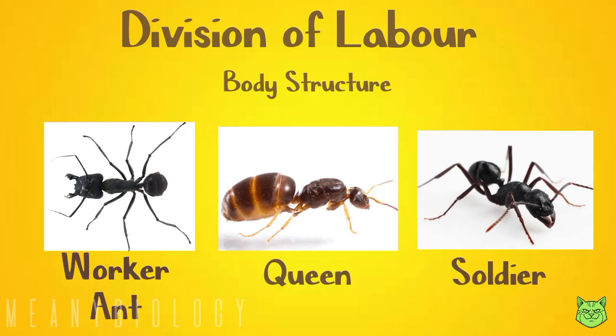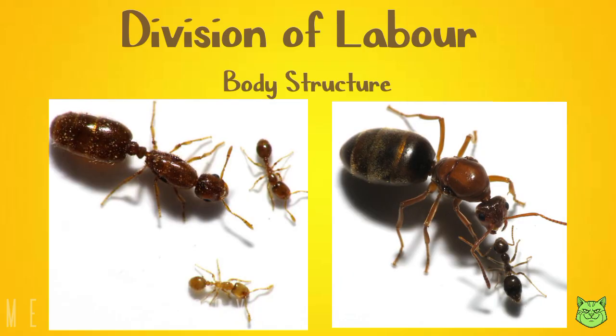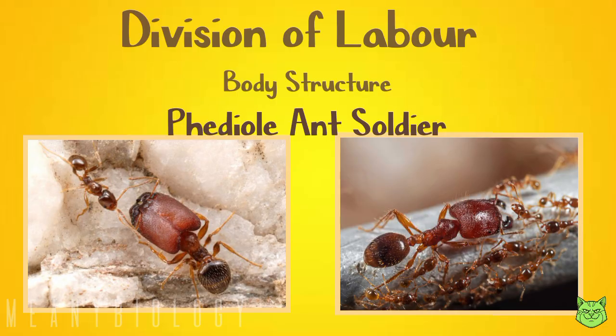Extreme examples: the tiniest worker ants can be hundreds or even thousands of times smaller than the fertile males or females. And the soldier of Pheidole ants? That dude's head is so huge it's bigger than the rest of his body. He's basically a walking bicep.